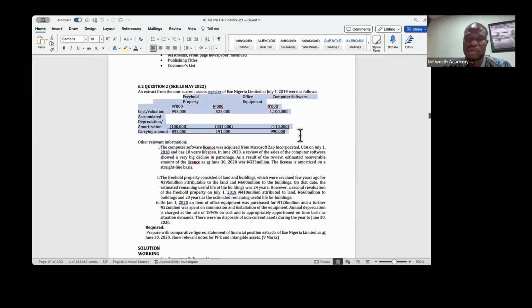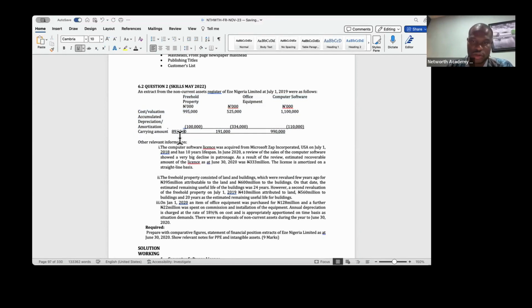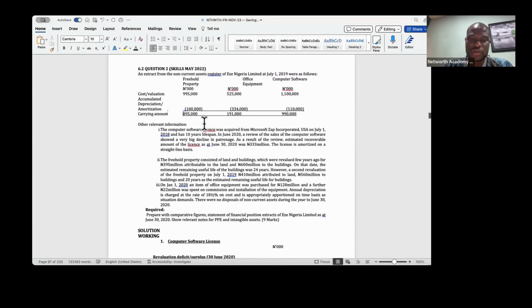A fixed asset register is always more detailed than this, because that will have the date of acquisition, the amount, the name of maybe the tag, and a lot more details. This is just a schedule, where you will do the depreciation and all of that. So they gave us all these figures at the beginning: the costs, the accumulated depreciation or amortization, and also the carrying amount, all at the beginning. And they gave us this additional information.